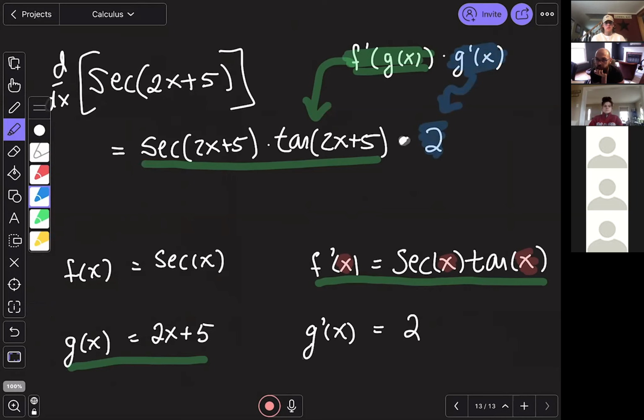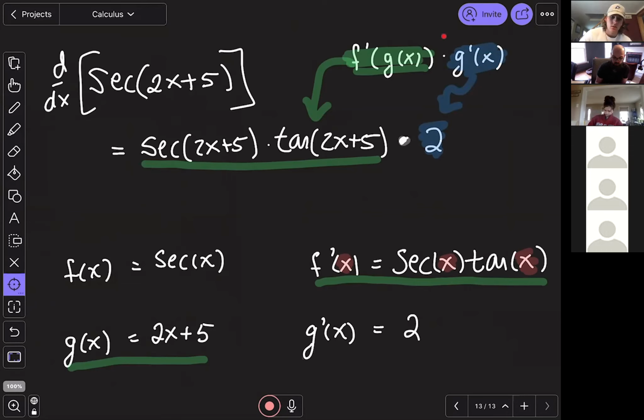Okay, so this is the idea behind chain rule. You identify the function composition, what's your inside function, what's your outside function, and then we can use this rule up here to put them together.